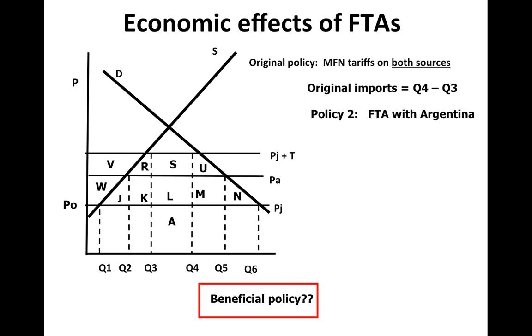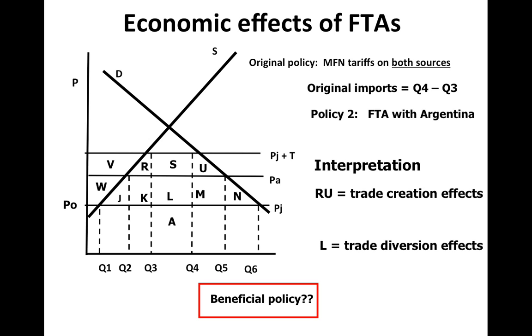So let's look at this in a bit more detail. So R and U, as I mentioned, are these standard efficiency gains associated with expansion of trade. And let's take a look at L in a little bit more detail.